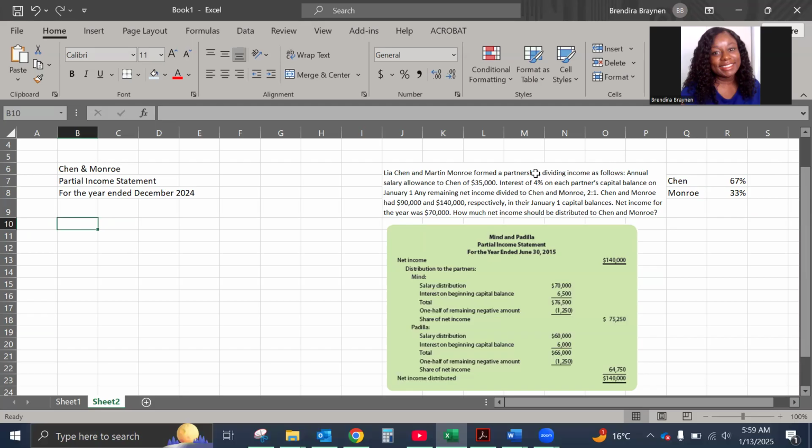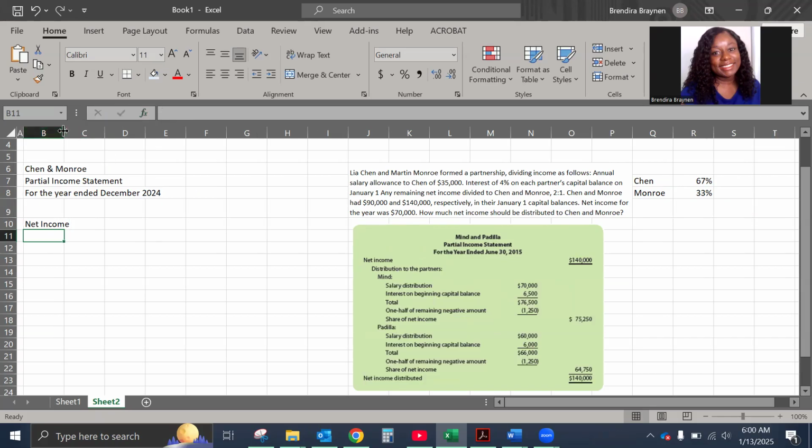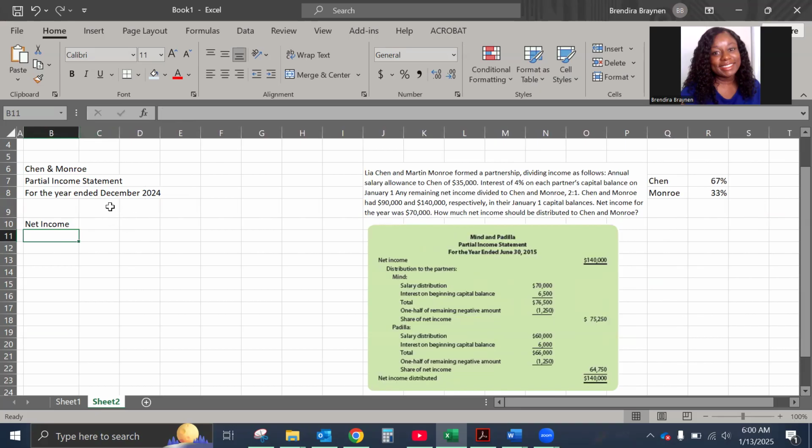Okay. And it says that net income for the year was 70,000. So how much income is going to be distributed to Chen and Monroe? We can do it in this form. We're going to take our net income, and this is one way to do it. I prefer to do it in the form of a table first, because it may be easier to follow, and then you can always reorganize it in this form. So this probably is the final form.